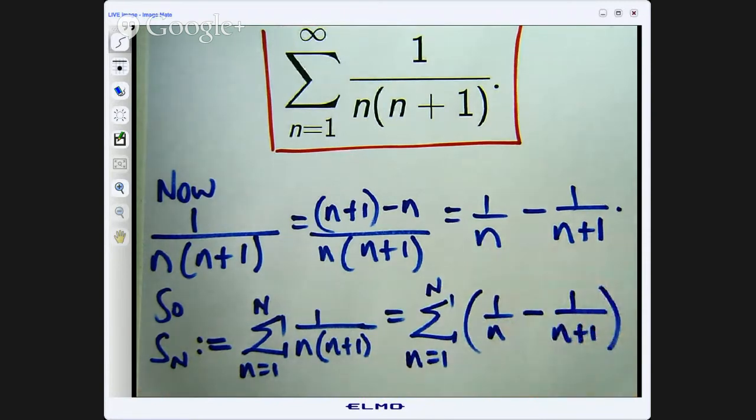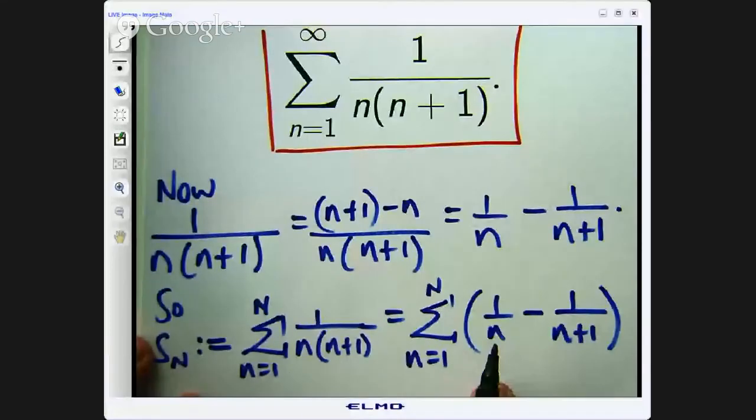Okay, and now you might think, well, hang on, what's going on here? Well, this is the part of this solution where the magic happens and all the cancellation occurs. So what we're going to do is write out some of the terms associated with this series now. Let me show you.